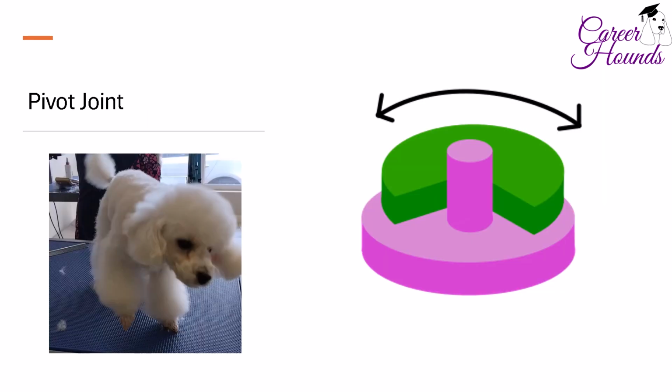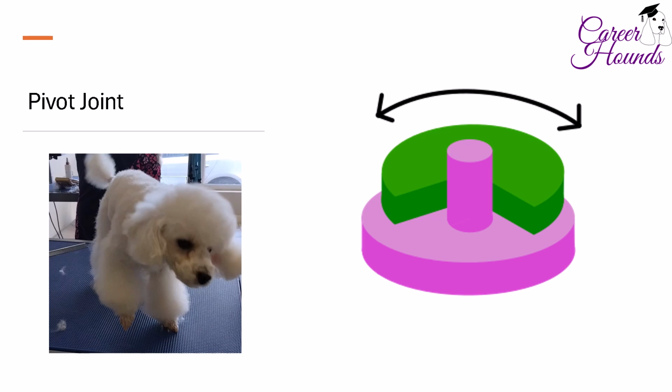A pivot joint is a type of synovial joint that allows rotational movement around a single axis. One bone has a rounded or peg-like end that fits into a ring or notch of another bone, enabling twisting or turning motions without flexion or extension.